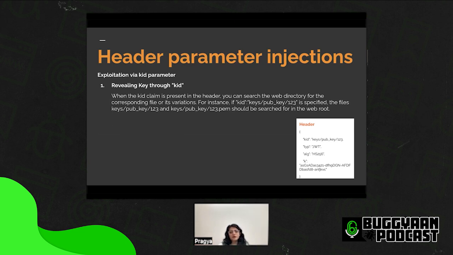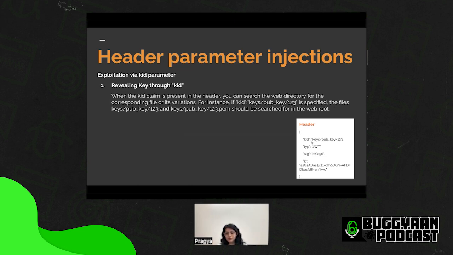The first kind of exploitation that we can do with the KID parameter is, when the KID claim is present in the header, we can search the web directory for the corresponding file or its variations. Just look at this header. Suppose this is my KID parameter, and this is the identifier of the public key. The key is pubkey123, so 123 would be the identifier where my public key is stored. This could be a typical format for a KID.